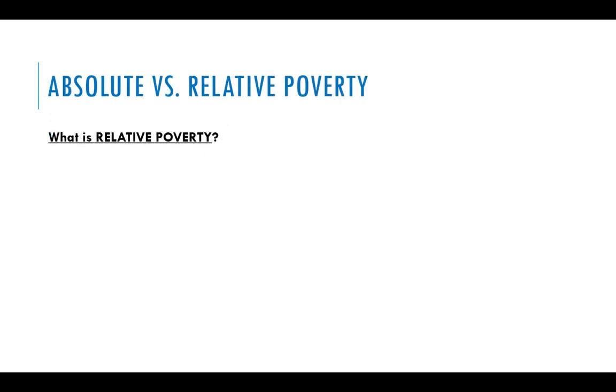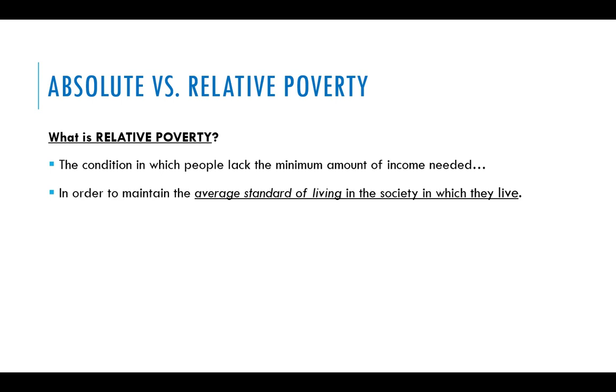What is relative poverty? This is a little bit harder concept to think about. This is a condition in which people lack the minimum amount of income needed in order to maintain the average standard of living in the society in which they live. So think about what we're doing. In this case, instead of comparing it to some dollar amount like the poverty line I just showed you for the United States, we're saying, look, do you have the amount of income needed to be at our average standard of living in society in the United States or in Thailand, wherever you might live?